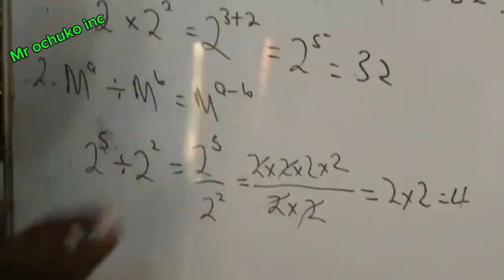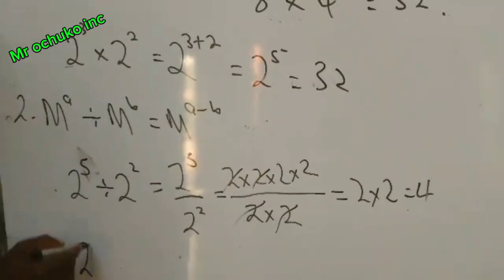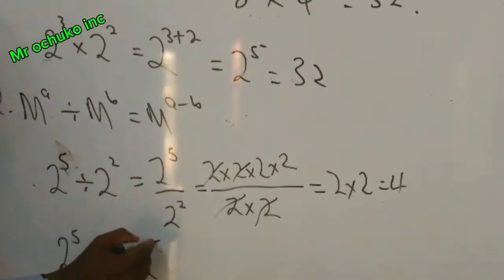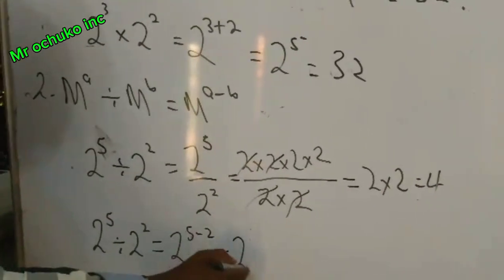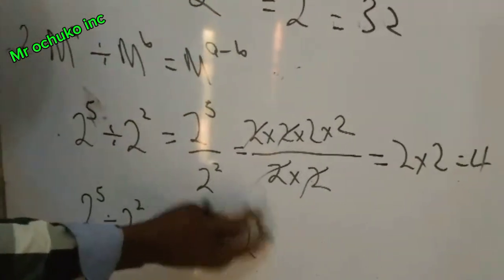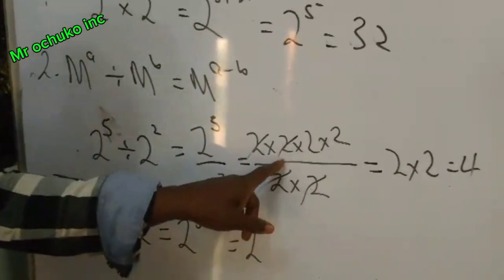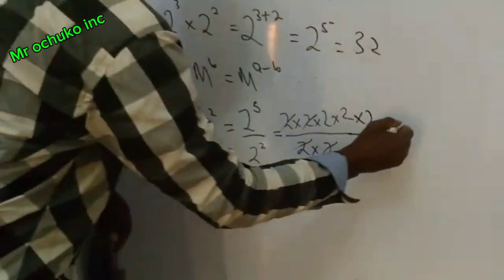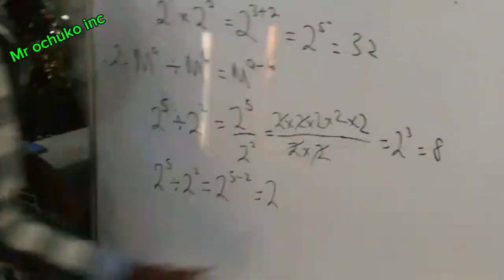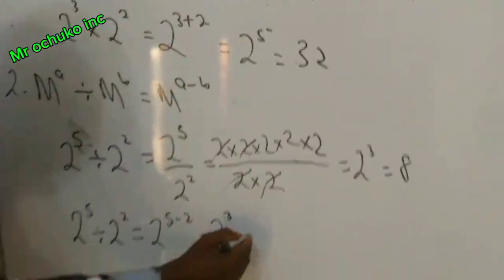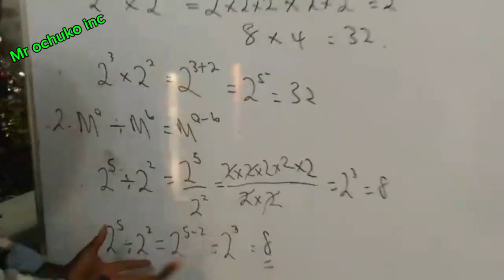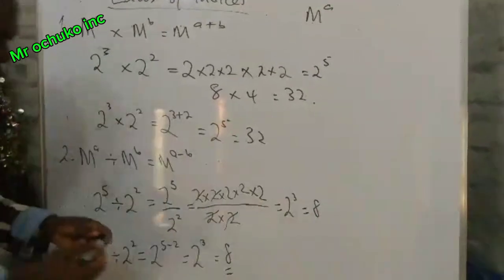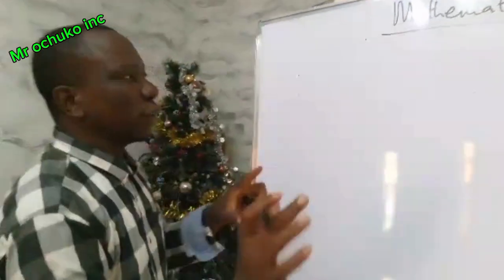So let me now use the law of indices to solve it. 2 raised to the power 5 divided by 2 raised to the power 2, by the law of indices, becomes 2 raised to the power 5 minus 2. And that gives us 2 raised to the power 3, which gives us 8. You see, it becomes smaller and easier for us to solve when we are using the laws of indices than the expansion method. Go further. Now let's look at these other laws.